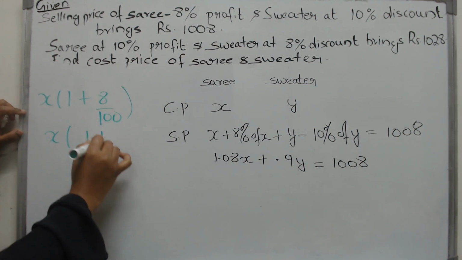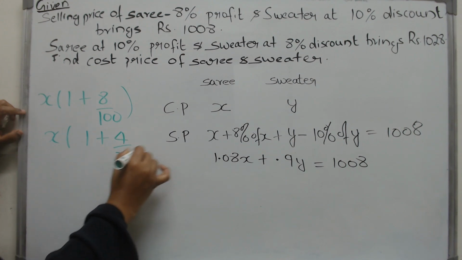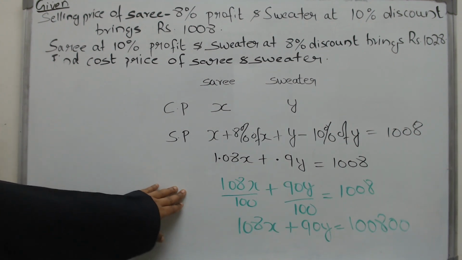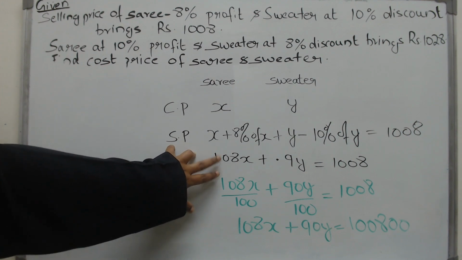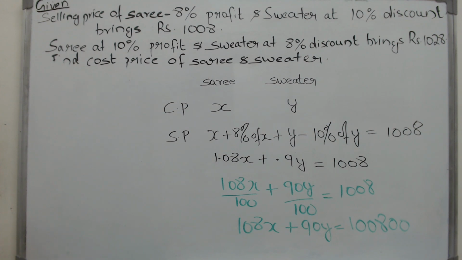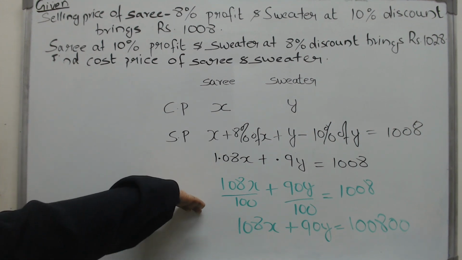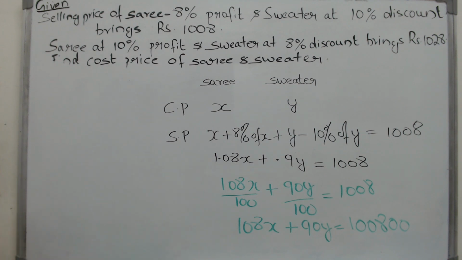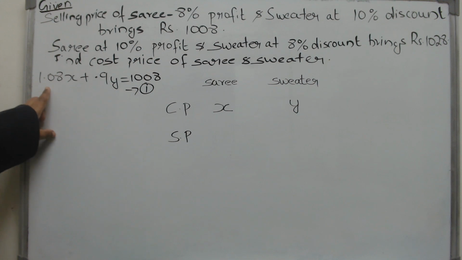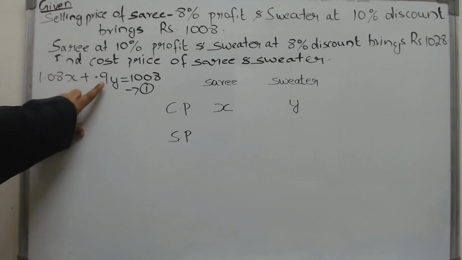So you can even do it like this. Then you will get 29 by 25 into X. So this will be another way of dealing with it. Instead of dealing with decimals, you can just multiply with 100 and your terms will look like this. But as I said, again, you will be dealing with bigger numbers. Feel free to do whichever way you like it. Inshallah, if you use the correct method, you will get the correct answer. Now this is how our first equation looks like.